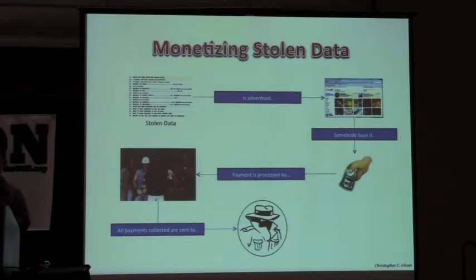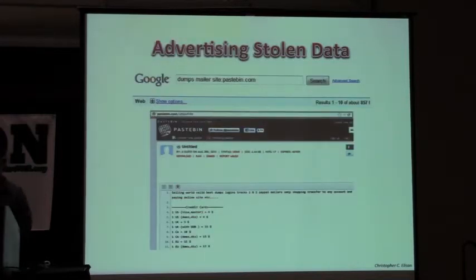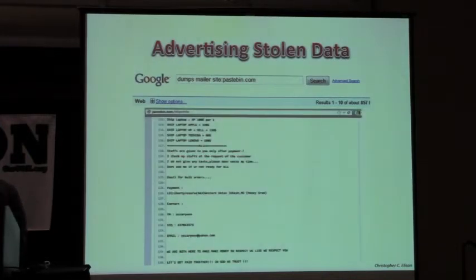Once the payments are collected, it's sent to the attacker. Now, advertising stolen data is quite easy. If you have Google, you could just search "dumps, mailer site, pastebin.com." Then you could see this: one US Visa Master, $4, Amex Discovery, $4. And the seller has an email, oscaryun@yahoo.com. That's his ICQ number, YM. So if you want to contact him with that number, you could easily do it.